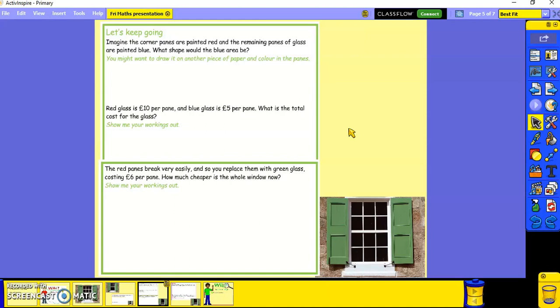So there's lots of different ways that you could do this. Then we're getting a little bit more tricky. The red panes break really easily, so you replace them with green glass, costing £6 per pane. How much cheaper is the window now?